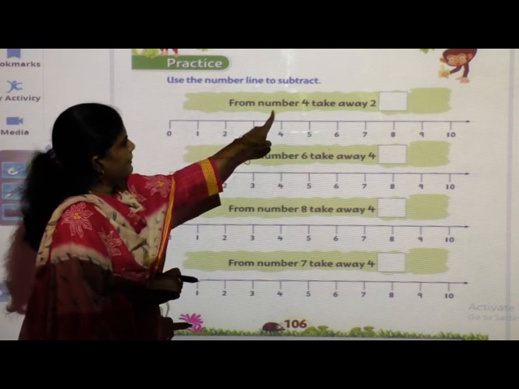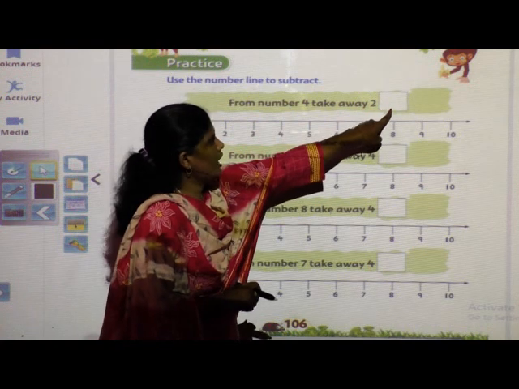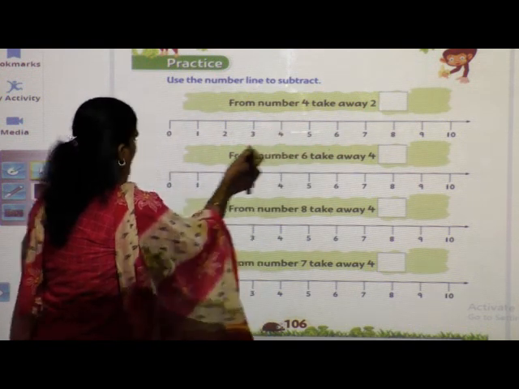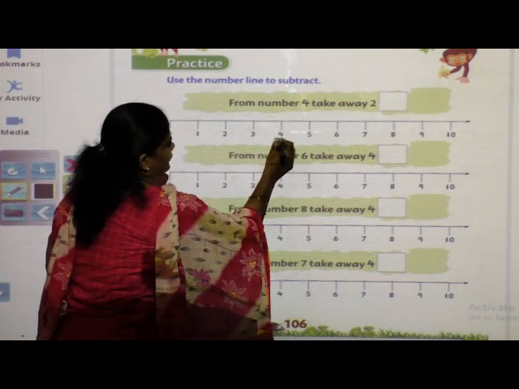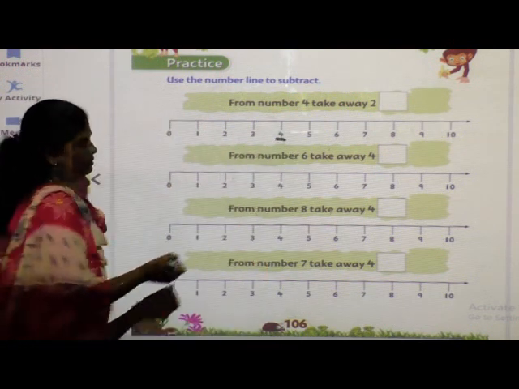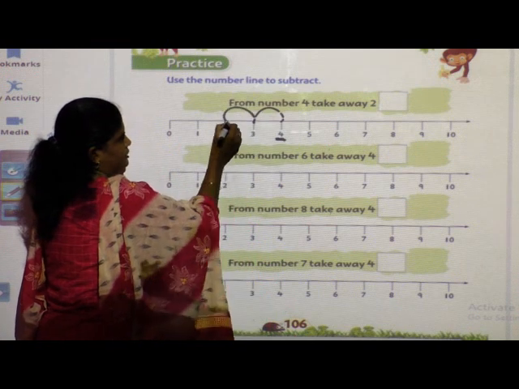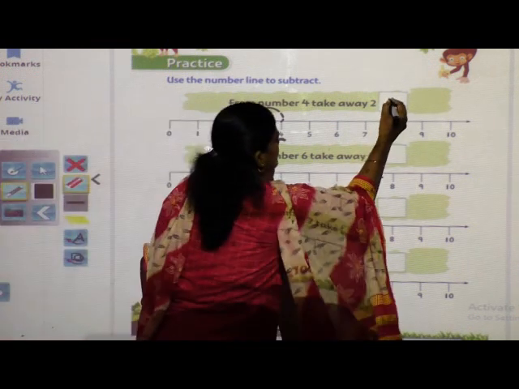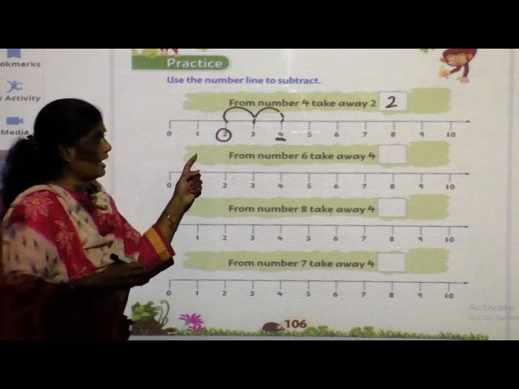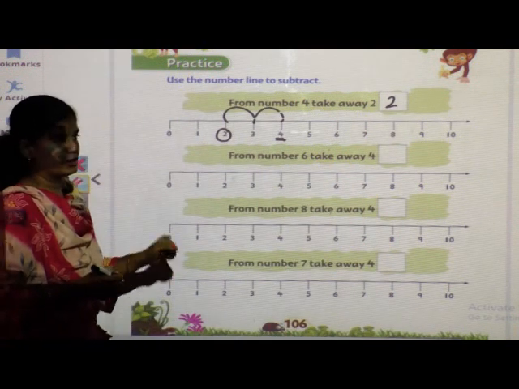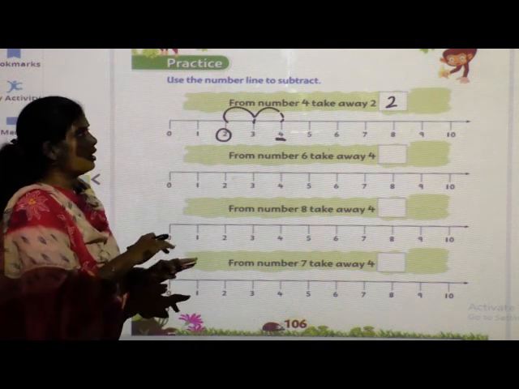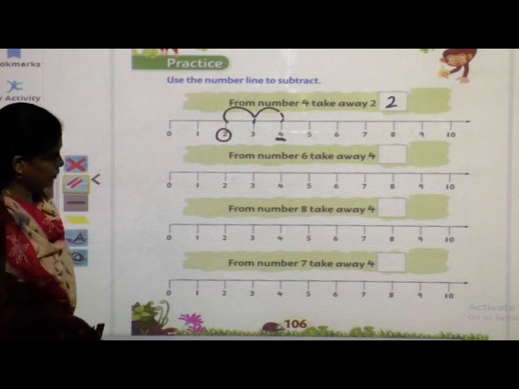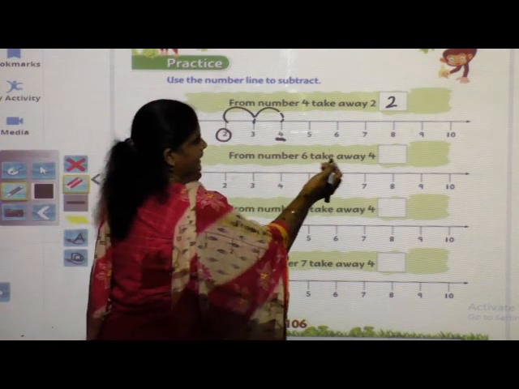See now, from number 4, take away 2. So how much will be the answer? See now, this is number 4. From this 4 we have to remove 2. So 1, 2. What number came here? 2. Very good. You can understand that, and for cross checking you can use your fingers also. Open your 4 fingers, and from that take away 2 fingers. So how many will we get? Only 2.